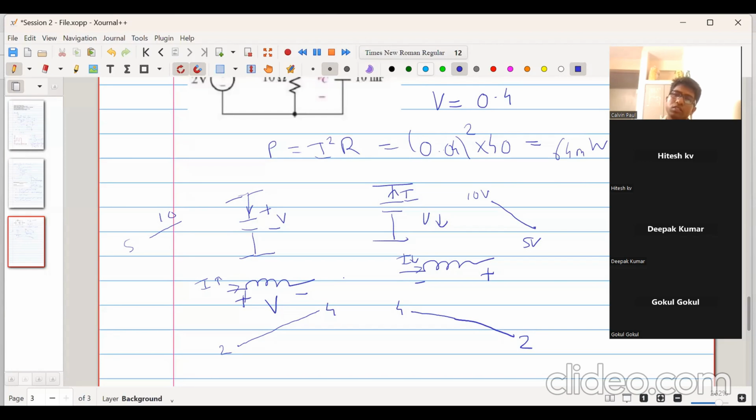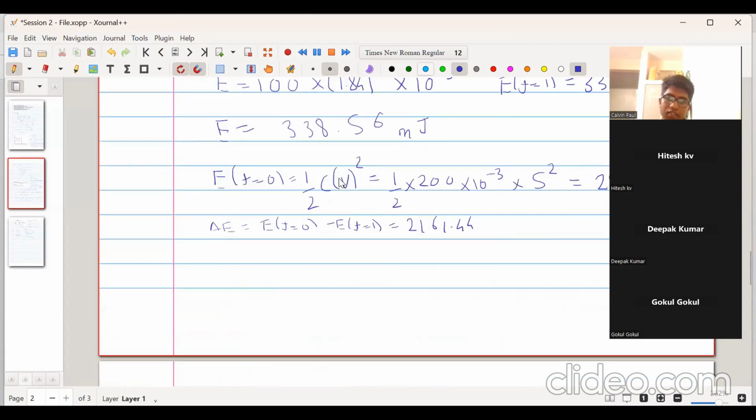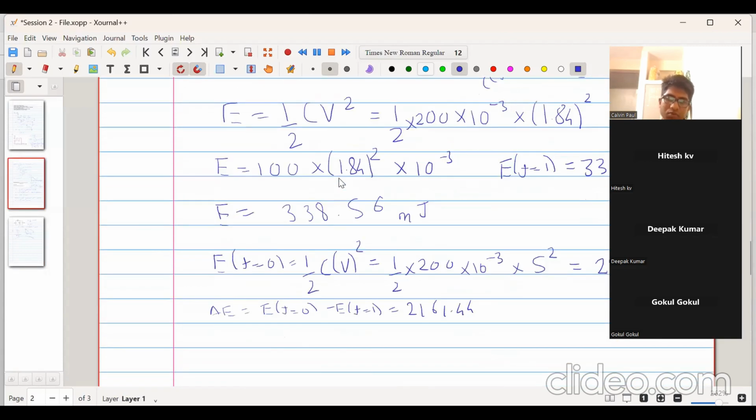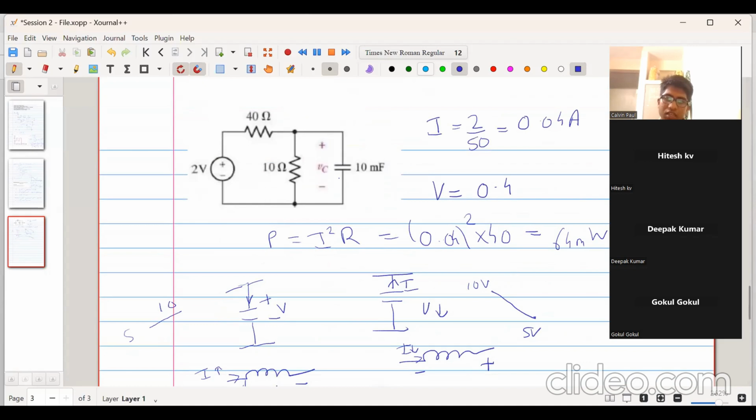Yes, I understood. They should specify in the question which direction they want the current to be flowing. Suppose there's this circuit. If they specify that this is the direction of current, then you must consider that direction of current, whether it is an inductor or capacitor, it doesn't matter. They will specify what the direction of the current should be.